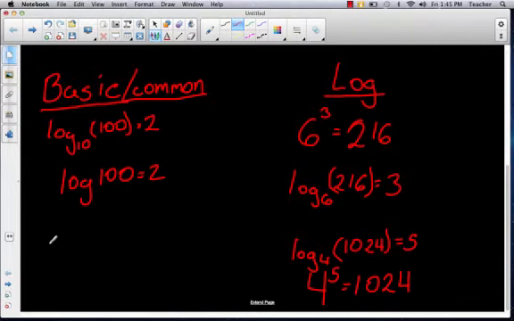So now if we put equals 100, we can already tell how we're going to write this because I just wrote this. We have the 10, which is going to go right here. It's the base, but we don't need to write it because it's common log. The 2 is our answer, and then the 100 goes right here because we're trying to figure out what would make it 100.